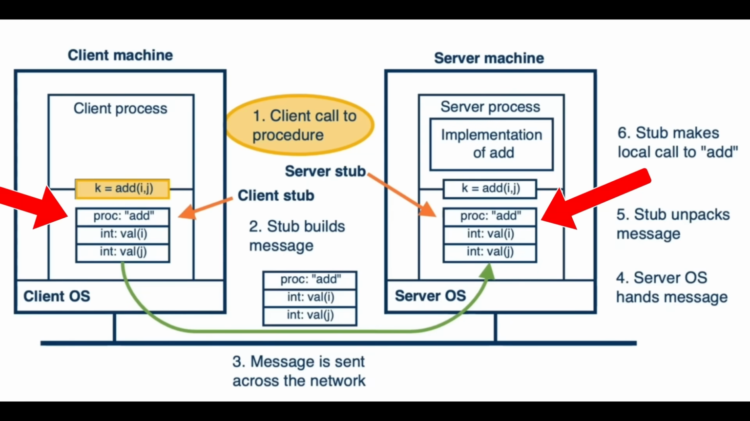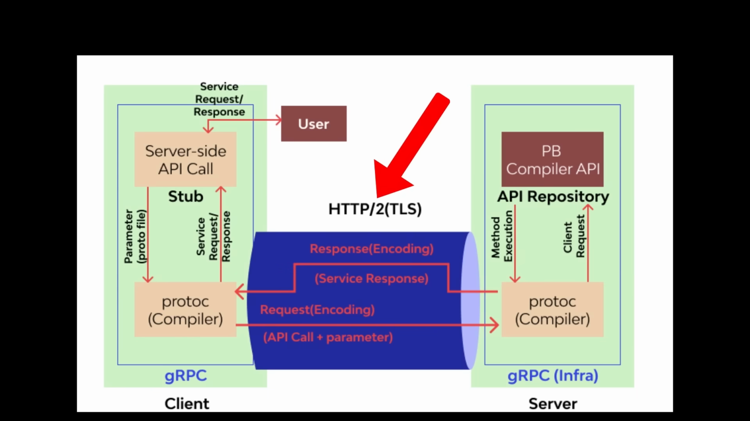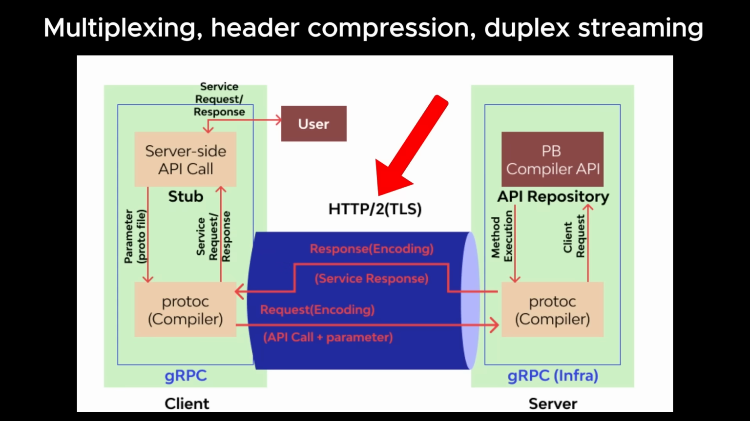But how does gRPC actually work? Under the hood, gRPC builds on HTTP2, the modern web transport protocol, to provide multiplexed connections, header compression, and full duplex streaming, all of which make it far more efficient than traditional REST APIs built on HTTP 1.1. But do you know what multiplexing, header compression, and full duplex streaming entail?